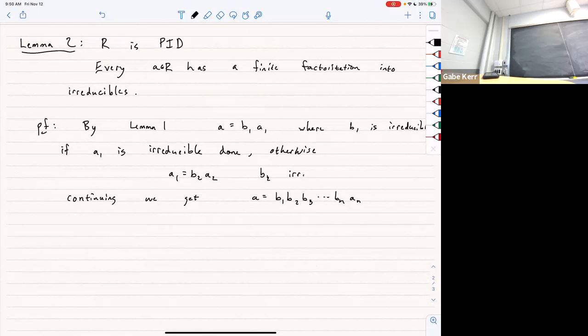So the question is, does this terminate? This kind of factorization is equivalent to an ascending chain, A contained in A_1, where we have proper inclusion. So long as A_n is not irreducible, we can continue to find an irreducible factor and a proper inclusion. But we know based on what we just did that this must end. This game must end.